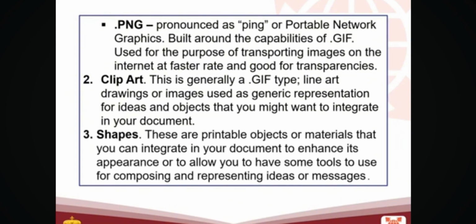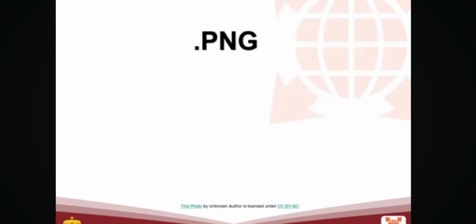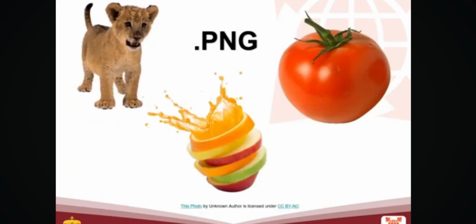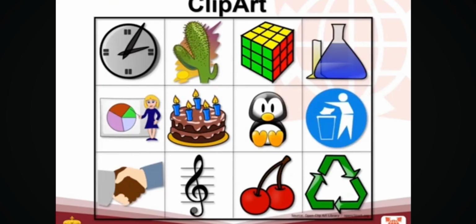Third, you have here shapes. These are printable objects or materials that you can integrate in your document to enhance its appearance or to allow you to have some tools to use for composing and representing ideas or images. These are examples of PNG pictures. We also have here clip arts.